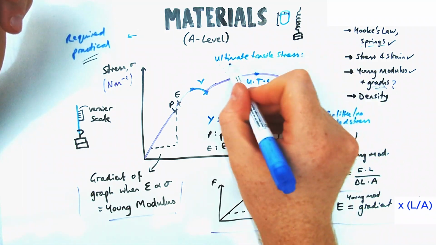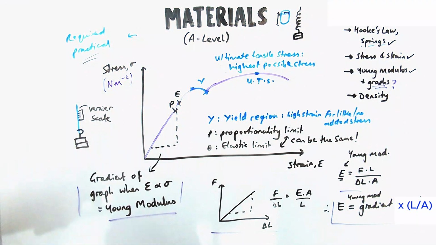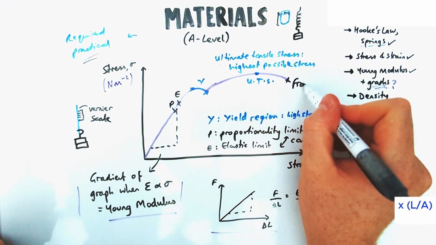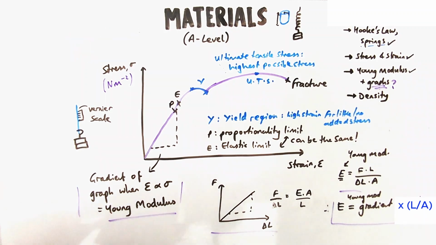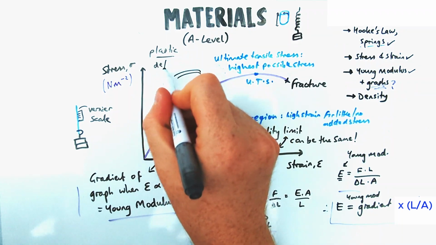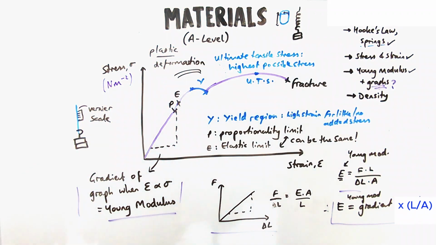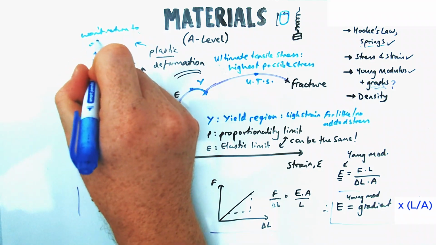It doesn't have to be the same point as the fracture or the breaking point. Sometimes it is, but you can take weights off so the stress is decreasing before it then fractures once it goes past a certain strain. So this region here can also be termed a plastic deformation region, because the material is not going to return to its original shape. So once it's past the elastic point, that's the plastic region as well.